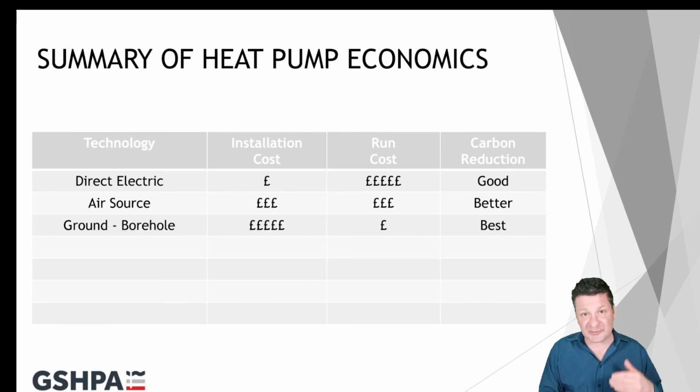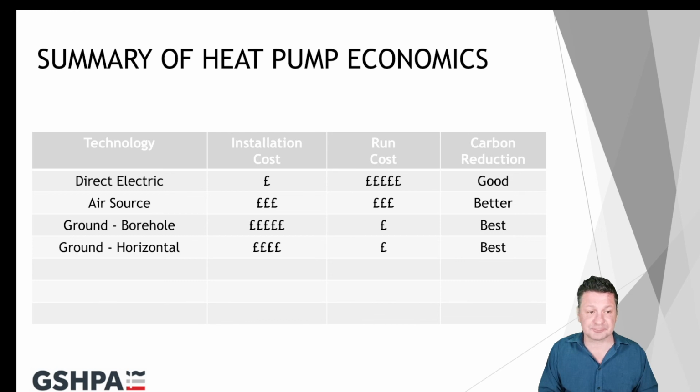Boreholes for ground source, particularly at individual domestic scale, are expensive. As you get bigger into multiple residentials, then the economies of scale are important and will really reduce those install costs. But the borehole costs of the system are higher. The run cost, however, is very low and is the best carbon reduction compared to the other technologies above.